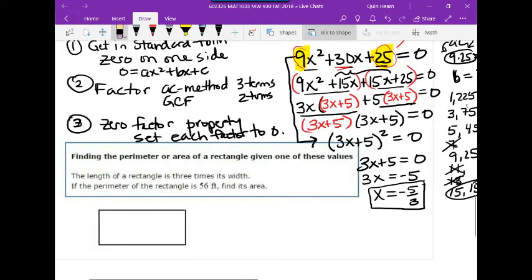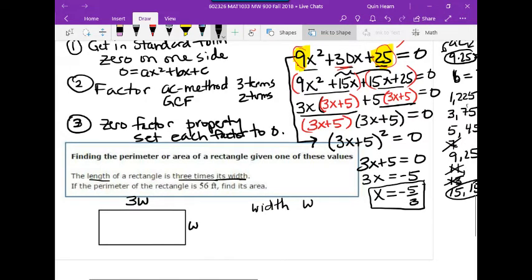Okay, so then you start labeling whatever information it tells you. It tells you that the length is 3 times the width. So it's describing the length by telling you how it relates to the width. So if that's the case, then you should let the width be your variable, x or w. I'm going to use w. So here's w. And then the length you're going to write as an expression with a w in it. In this case, 3 times w.